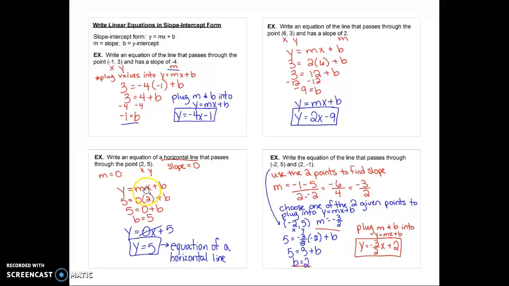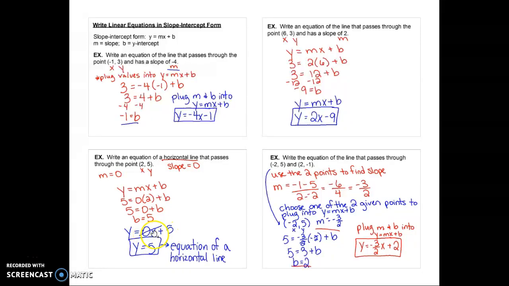So y equals mx plus b becomes 5 equals 0 times 2 plus b. 0 times 2 just becomes a 0, right? Or it just cancels. So you end up with b equals 5. Now, when you go to write your equation, your slope was a 0. So when you plug that in, truly your equation is y equals 0x plus 5.